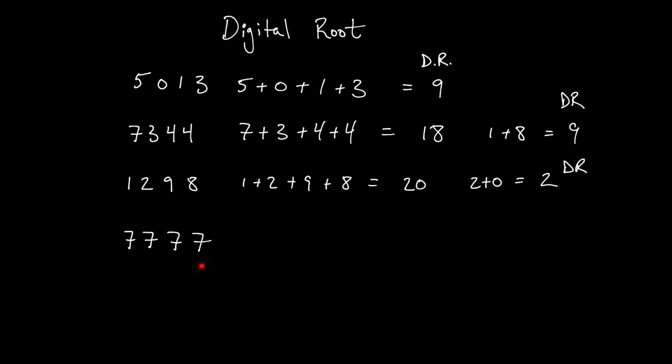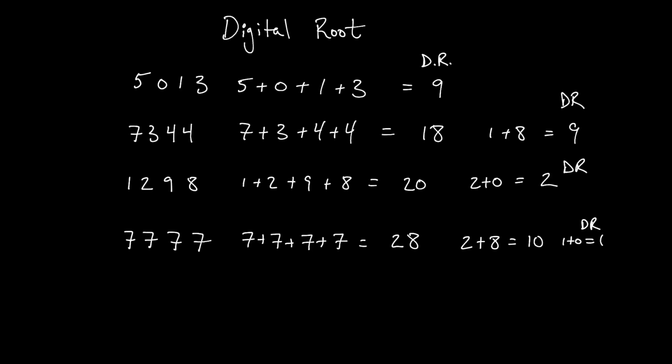Okay, the number 7,777. So that's just going to be a 7 plus 7 plus 7 plus 7. And we know that's the same as 7 times 4. What is 7 times 4? That gives us 28. Okay, and we just need a single digit, so we keep going. 2 plus 8 equals 10. And then 1 plus 0 equals 1. So there is our digital root, the number 1.